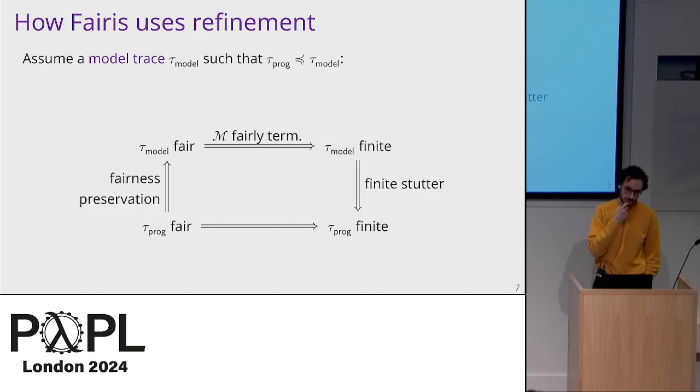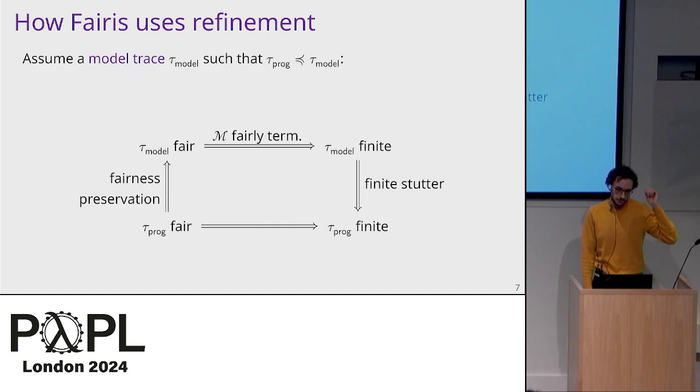And this works like this. First, we have to know that this refinement preserves fairness, so that the model trace is also fair. Then we have, by assumption, that the model is fairly terminating, so the model trace is finite. And then we also need that the refinement only allows finite stutter, so that it preserves finiteness of traces. So then we can prove by this kind of detour that the trace is finite.